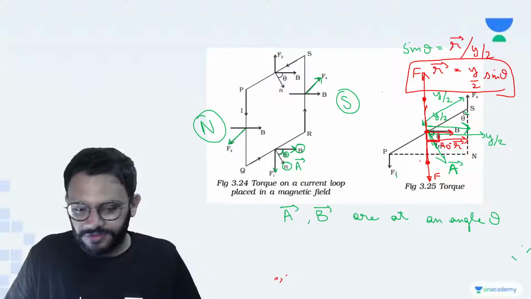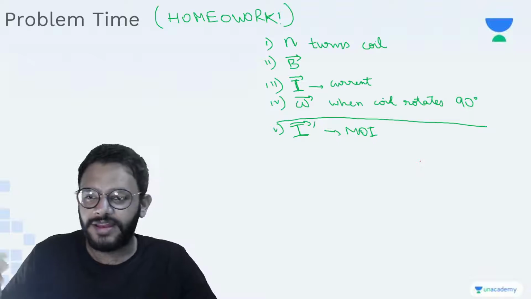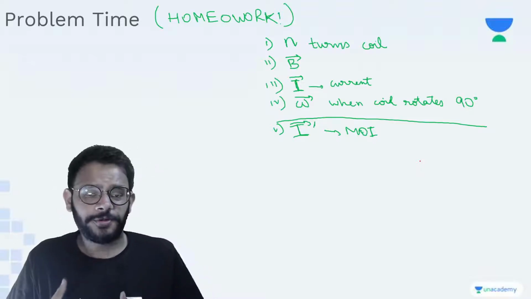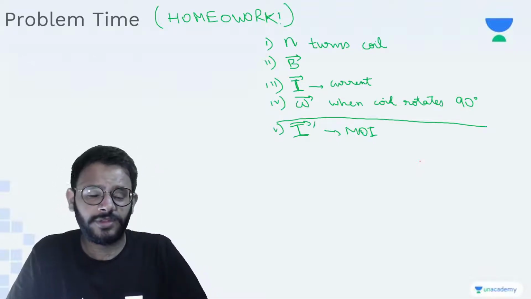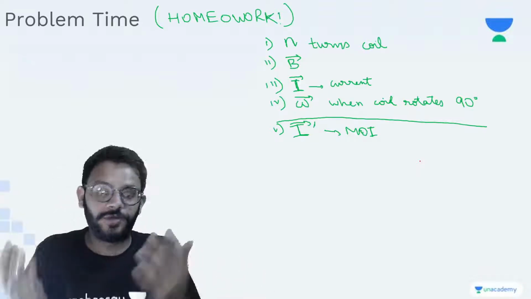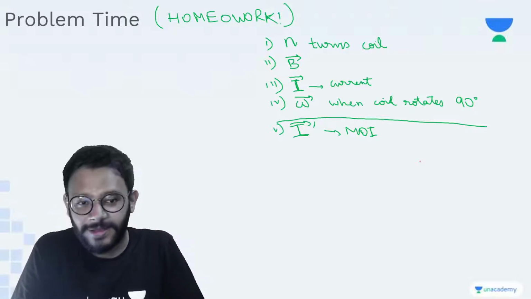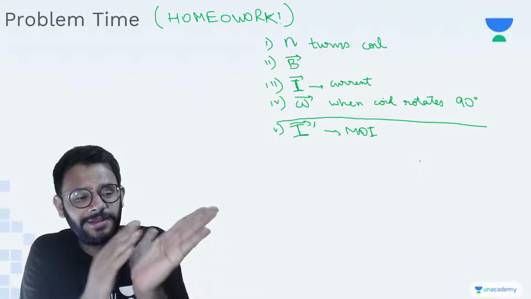तो यहाँ पे we discussed about the angle theta, which is the area vector's angle, and we are also going to discuss this homework problem with you, in which I'm giving you all the required terms for which you need to find out the omega when the coil rotates 90 degrees.